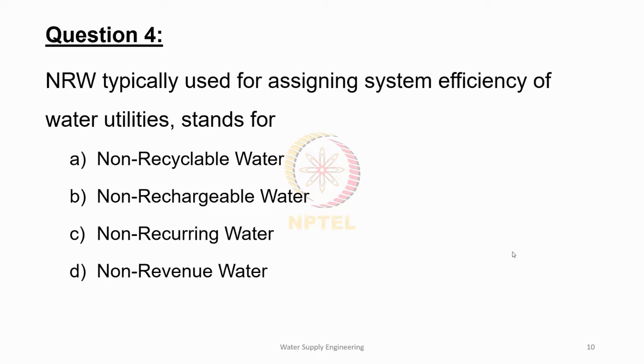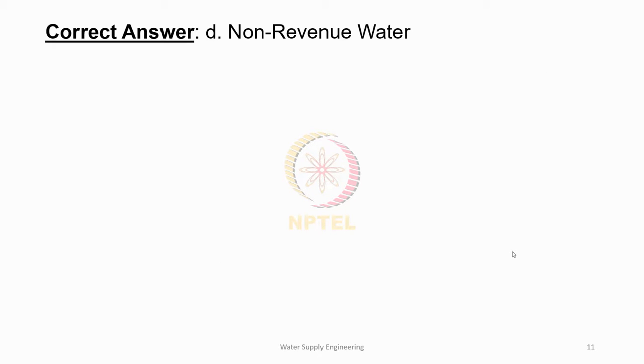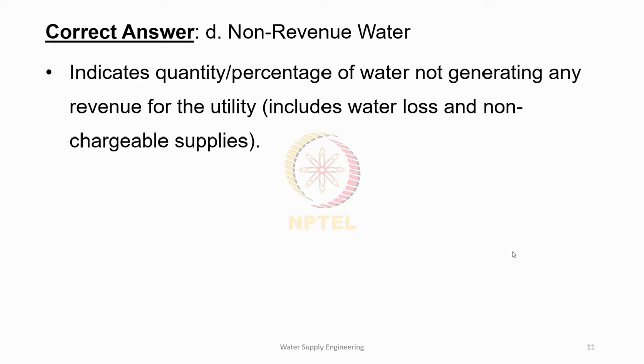Okay, so every one of you has selected the correct answer. That is option B, non-revenue water. So, what is non-revenue water? It indicates the quantity or percentage of water that is not generating any revenue for the utility. That is not giving any profit or amount in the form of cash for the utility. It includes water loss and non-chargeable supplies.